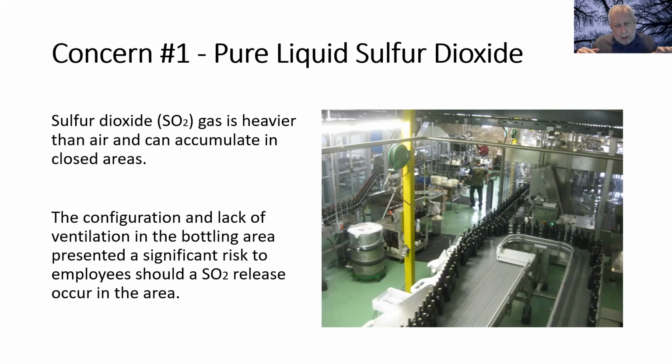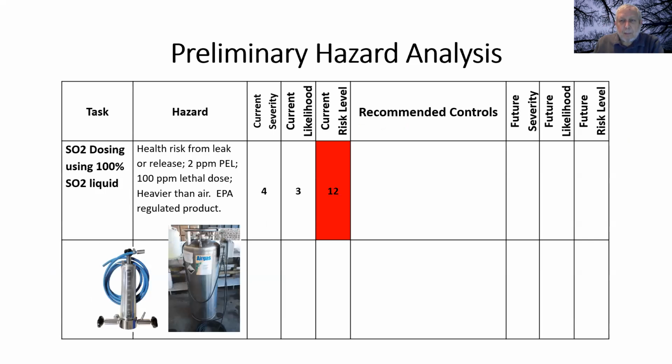Heavier than air, of course, is going to stay on the ground and probably be harder to get rid of. Higher than air is going to waft up towards the ceiling and may be easy to get rid of by fans and stuff. The configuration and lack of ventilation in the bottling area presented a significant risk to employees should a SO2 release occur in the area. So they recognized that there were some problems with the configuration there. They did a preliminary hazard analysis, and this is what they came up with.